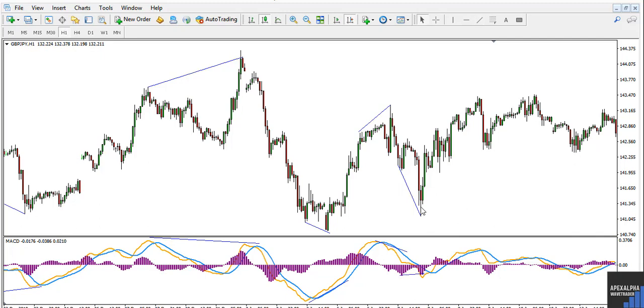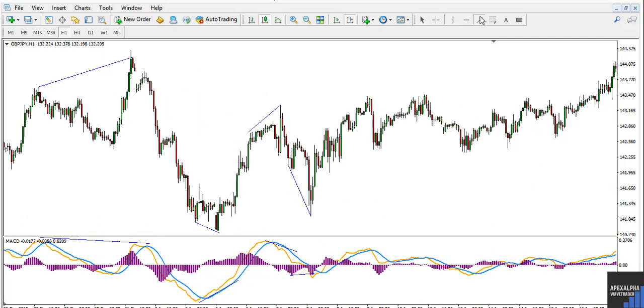Okay, so this is it. So this is another incidence. There are so many incidences here, too numerous for me to possibly count. Now we don't have it on the slope here, but we have it on the histogram. Okay, so when you are using MACD, please pay attention to the histogram as well. Even if you do not see it on the slope, most likely you will see it on the histogram.